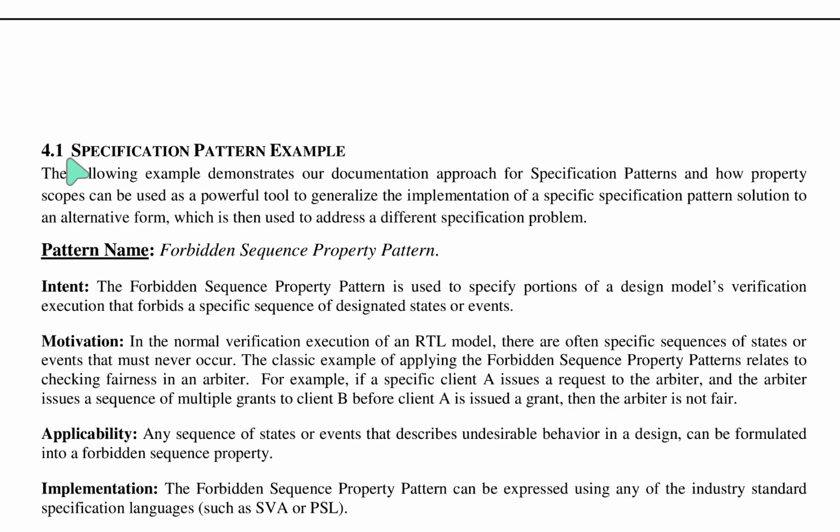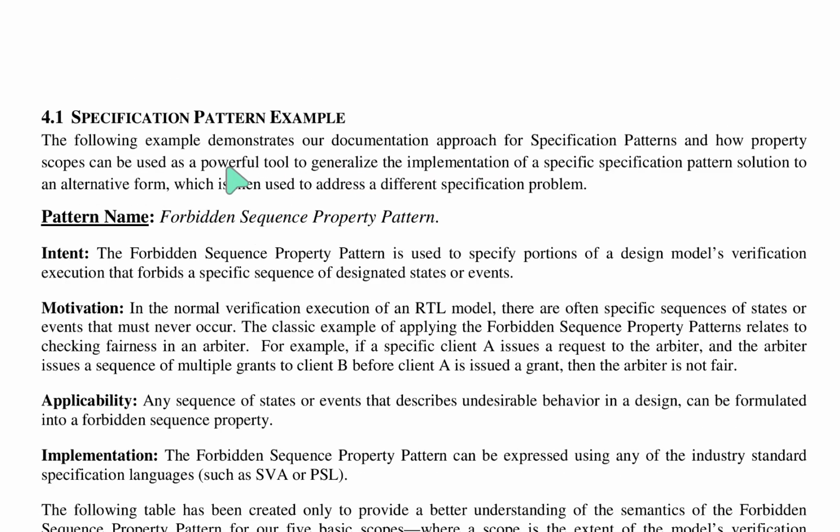Section 4.1 is a specification pattern example. The following example demonstrates our documentation approach for specification patterns, and how property scope can be used as a powerful tool to generate the implementation of a specific specification pattern solution to an alternative form, which is used to address a different specification problem.